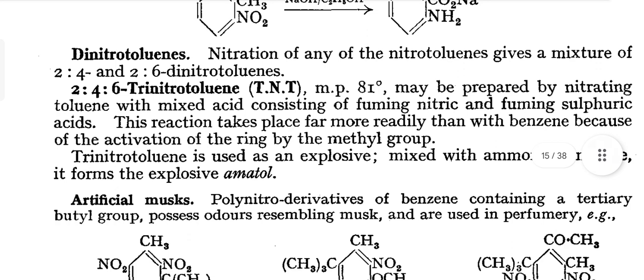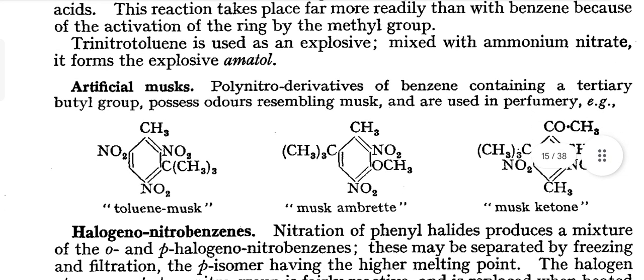Dinitrotoluenes. Nitration of any nitrotoluene gives a mixture of 2,4 and 2,6 dinitrotoluenes. 2,4,6 trinitrotoluene, TNT, melting point 81 degrees Celsius, may be prepared by nitrating toluene with mixed acid consisting of fuming nitric and fuming sulfuric acid. The reaction takes place far more readily than with benzene because of the activation of the ring by the methyl group. Trinitrotoluene is used as an explosive mixed with ammonium nitrate. It forms the explosive amatol.